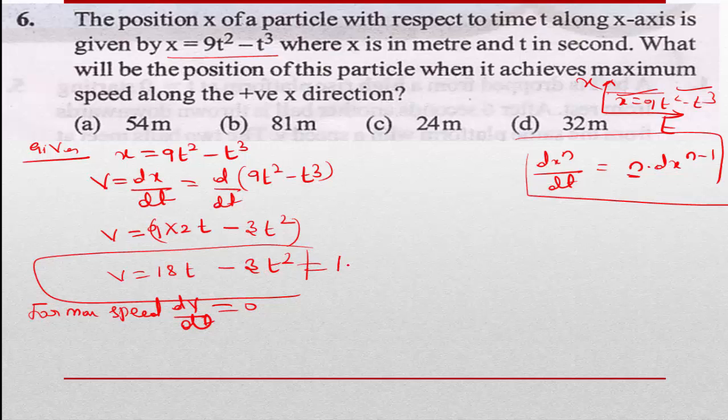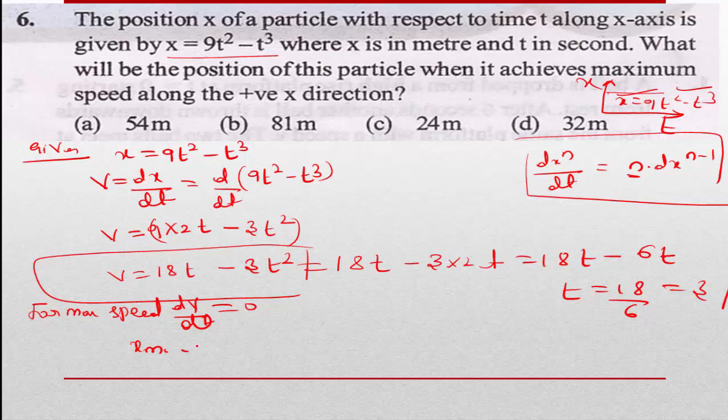When we differentiate again, we get 18 minus 3 into 2t, that is 18 minus 6t equal to 0. Therefore t is equal to 18 divided by 6, t equal to 3. Therefore for the maximum speed, t equal to 3 seconds, right?